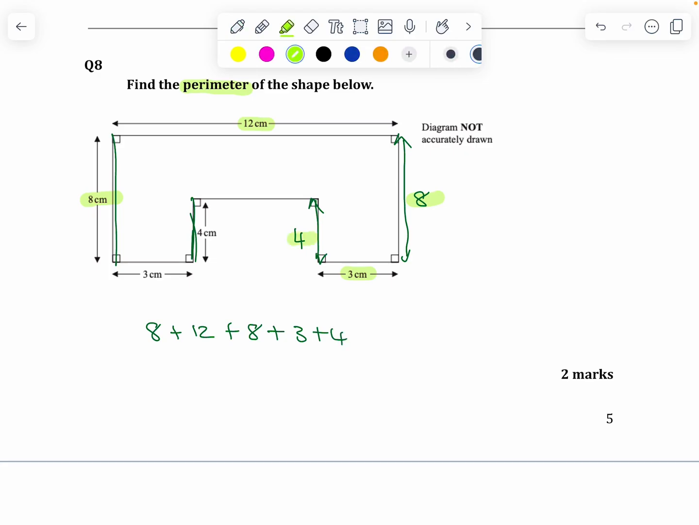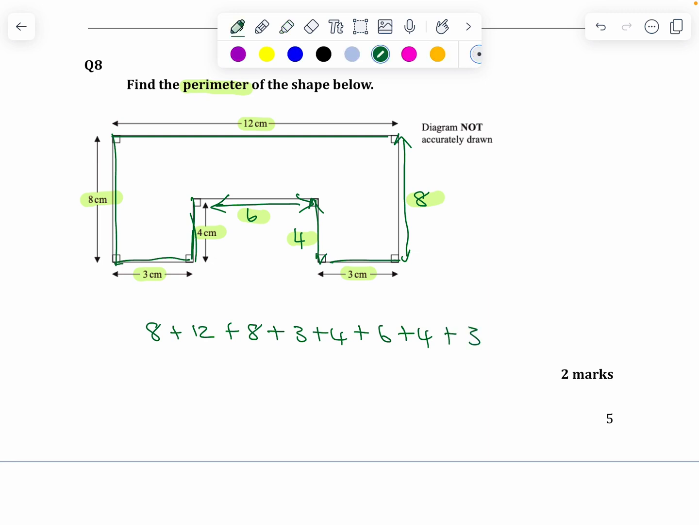Then I need this length here. I know all of it is 12. So then I need to take away the 3 here and the 3 here. So I need to take away 6. So this must be 6. So I'm going to add on 6. I'm going to add on the 4. And then finally, I'm going to add on the 3.